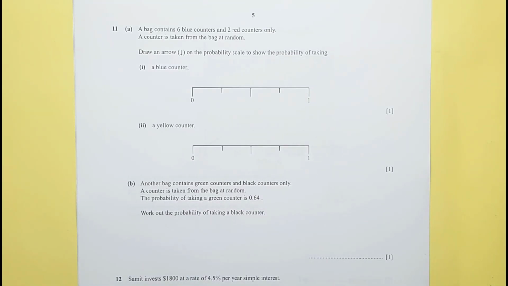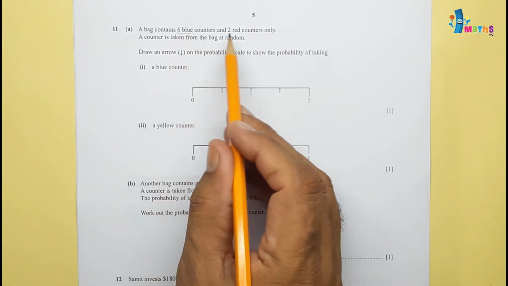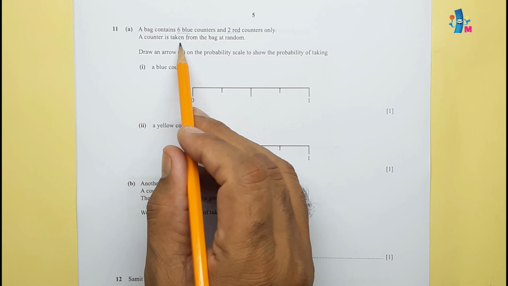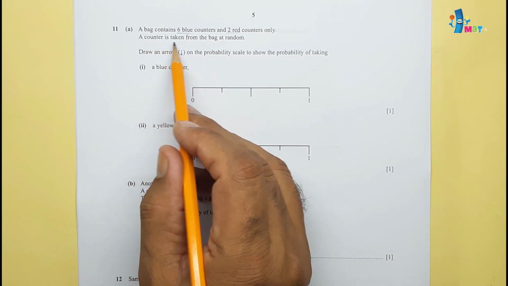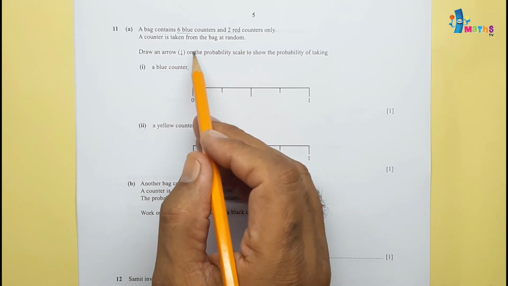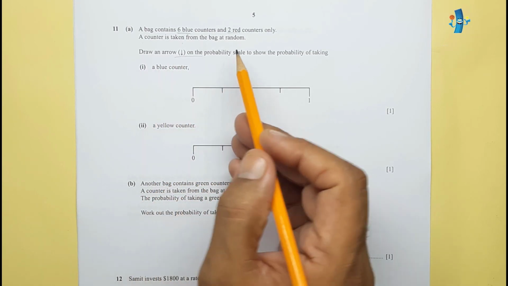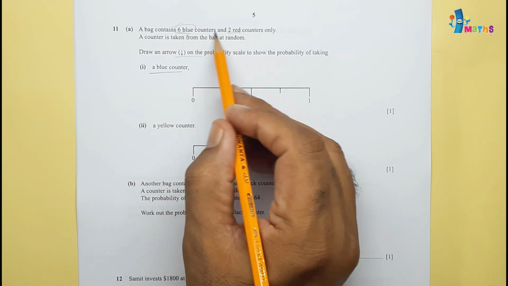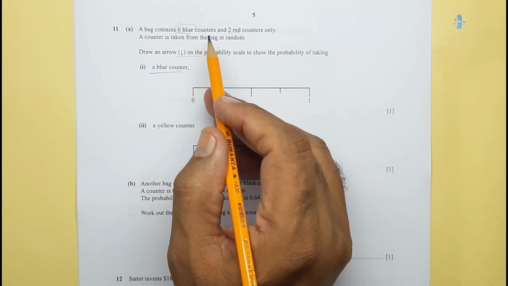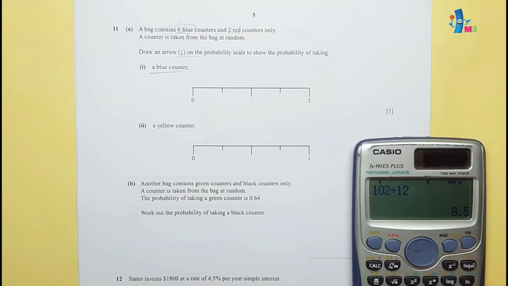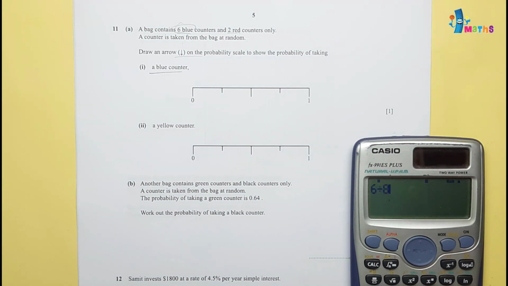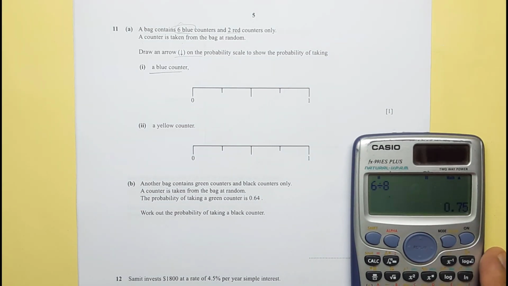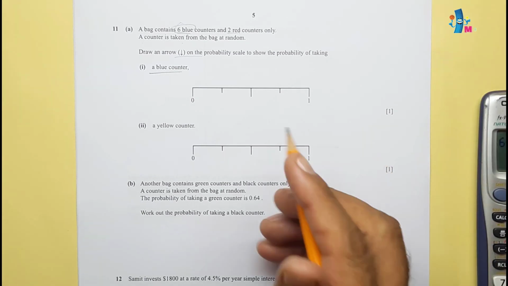Next, question number 11. A bag contains 6 blue counters and 2 red counters only. A counter is taken from the bag at random. Draw an arrow for the probability shown. A blue counter. Blue counter is 6 out of total is how many? 8. So 6 divided by 8 will be equal to 3 by 4, which is 0.75, or 3 by 4.